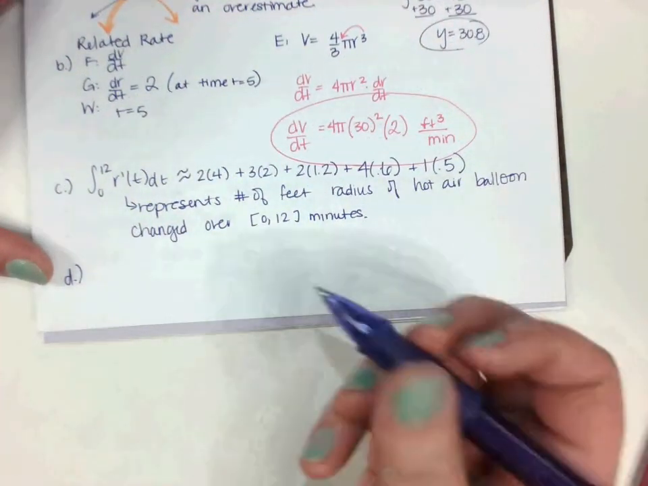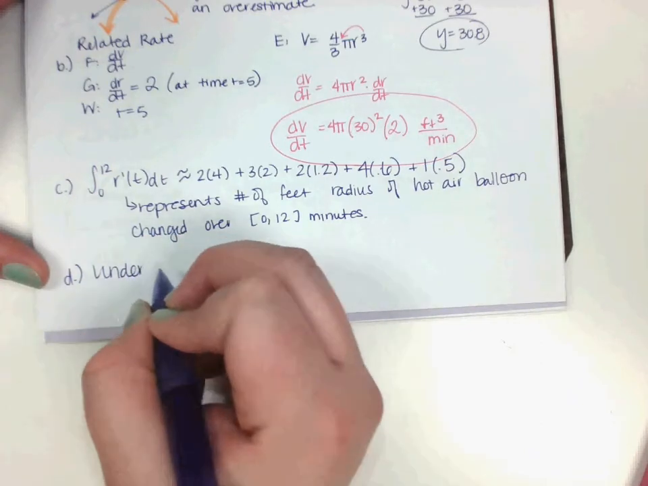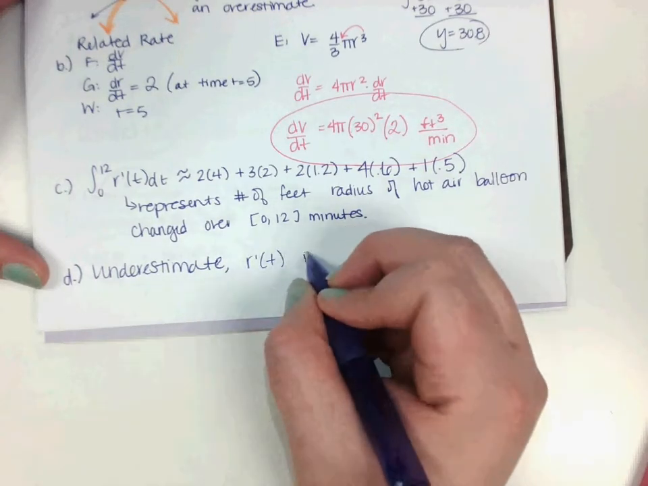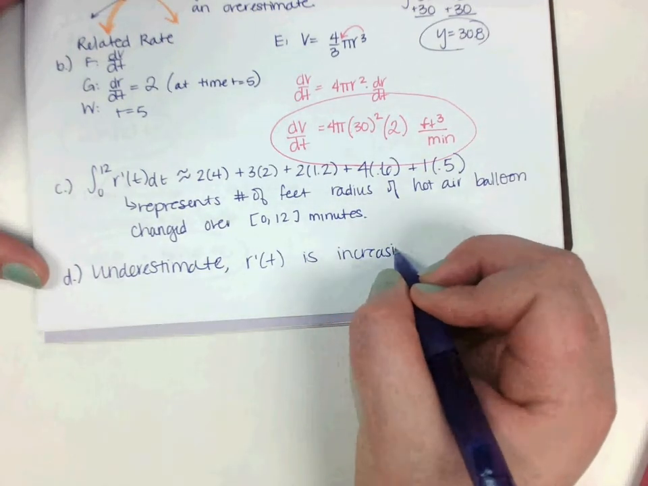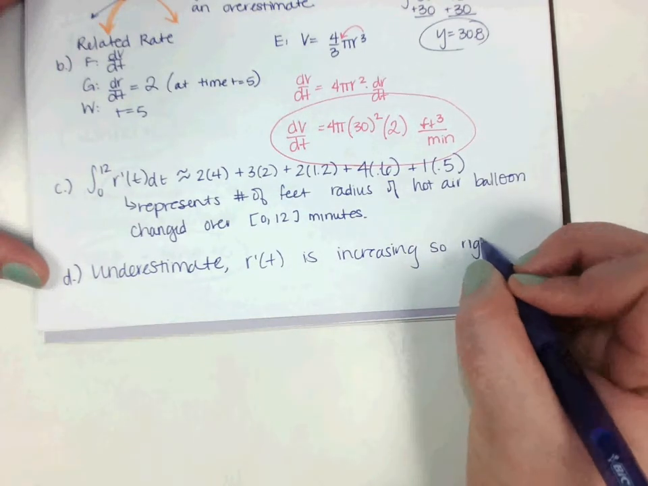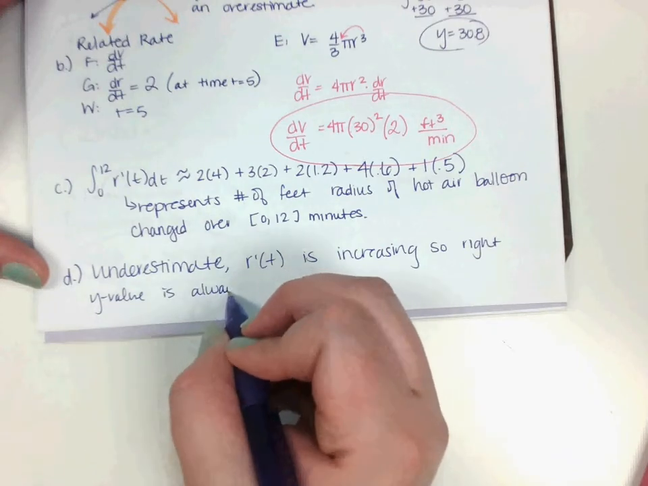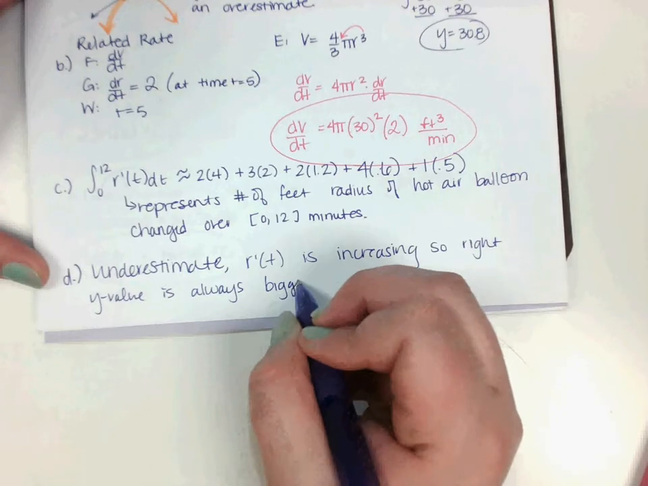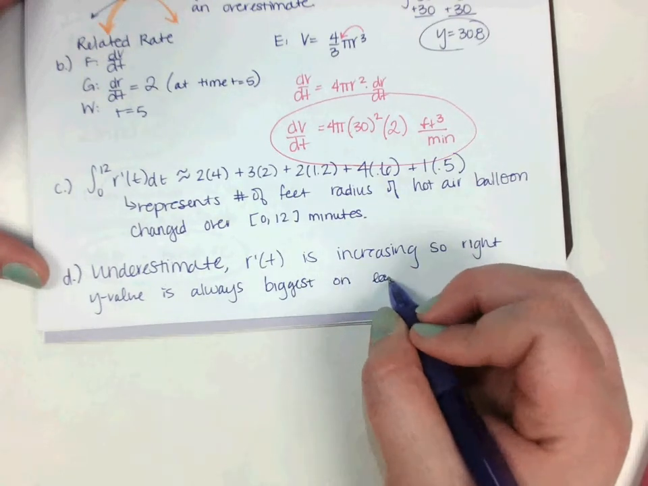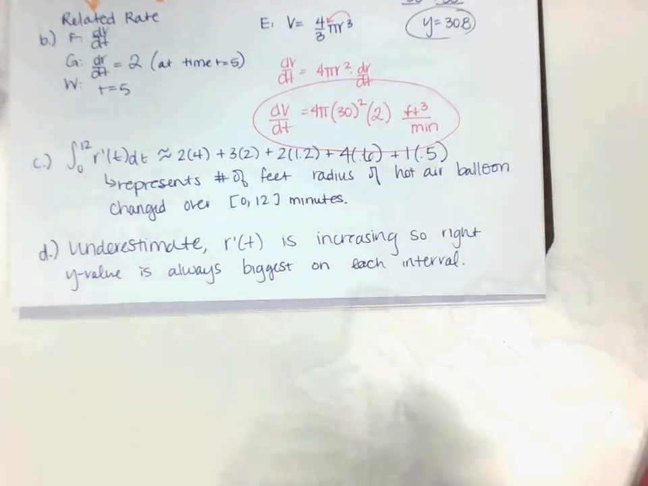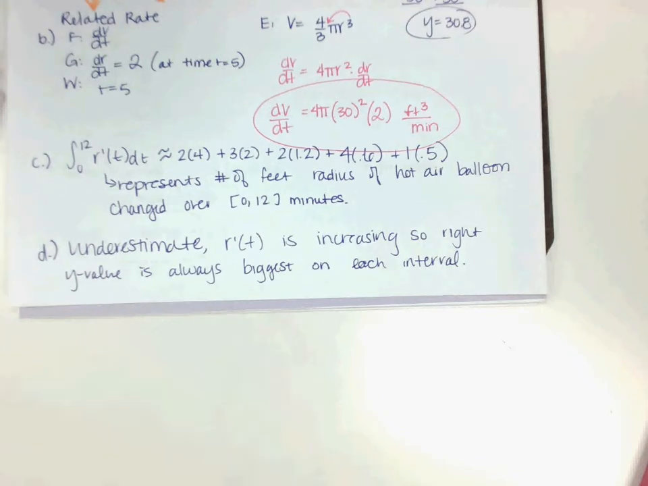Okay, so we said it's an underestimate. Then I'm going to put r prime of t is increasing. So the right y value is always the biggest on each interval. Okay, because my graph was increasing, that means my right side is always the biggest, and that's what I used to make my rectangle each time.